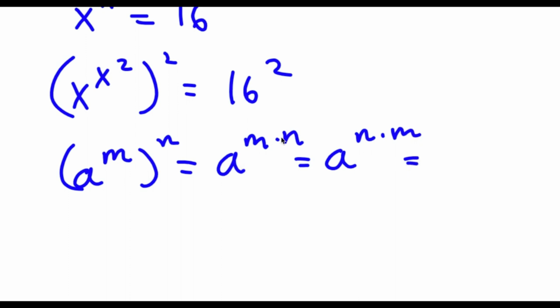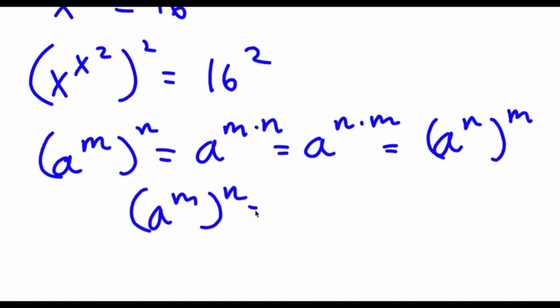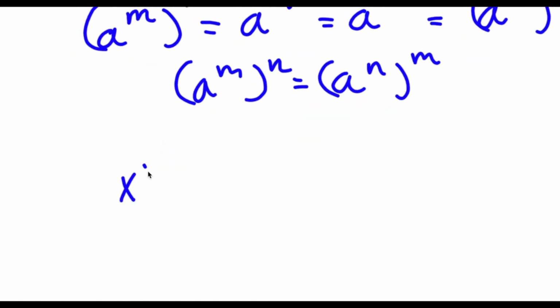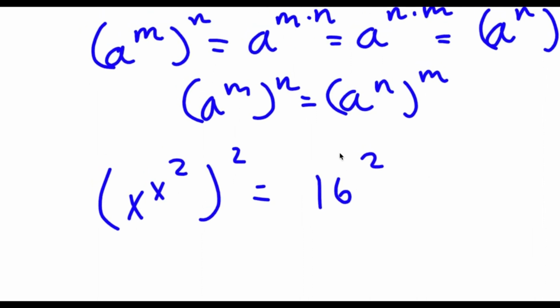So if a to the power of m times n is equal to a to the power of m to the power of n, then a to the power of n times m is equal to a to the power of n to the power of m. So in simpler terms, a to the power of m to the power of n is equal to a to the power of n to the power of m. So right here we have x to the power of x to the power of 2, to the power of 2, is equal to 16 to the power of 2.